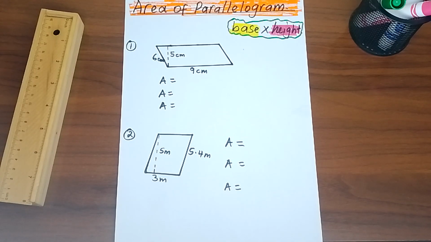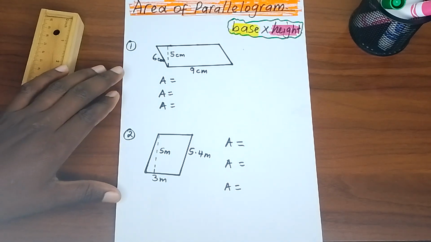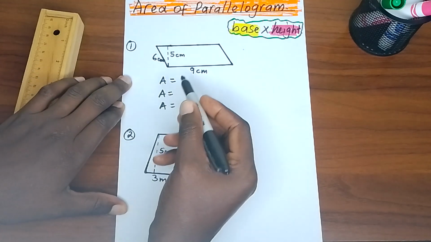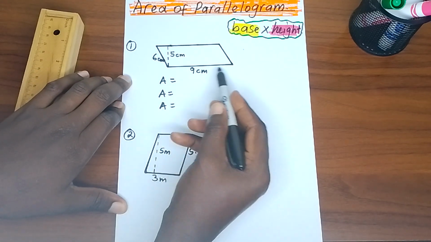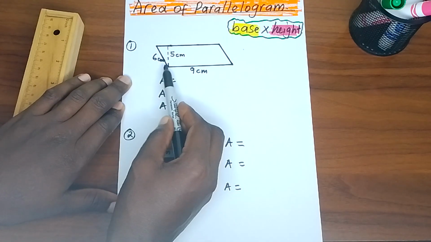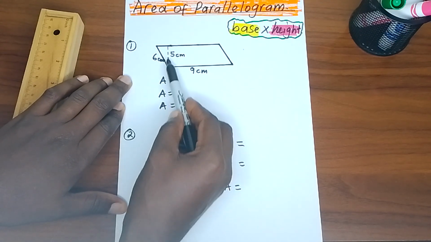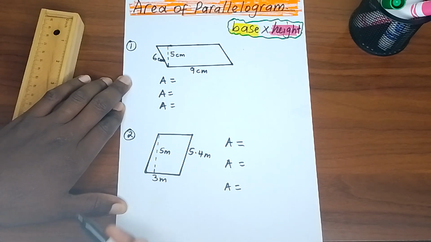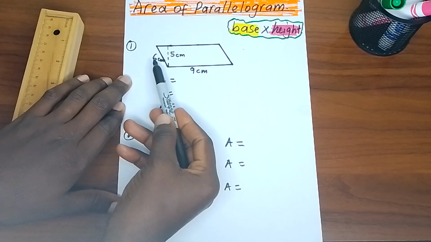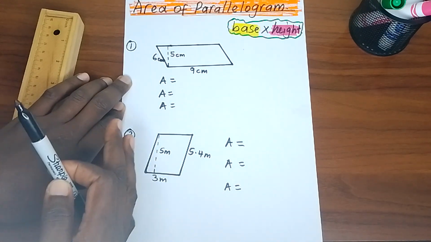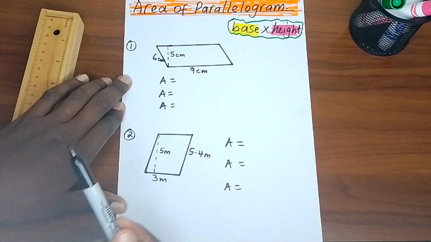Now, in most cases we get confused with what the base is and what the height is. In this example 1, we have our base as 9 centimeters and our height as 5 centimeters. Always the height is shown with dotted lines. That is where you get to know that this is the height and this is the base. Now, 6 is not the base. 6 is just another side.